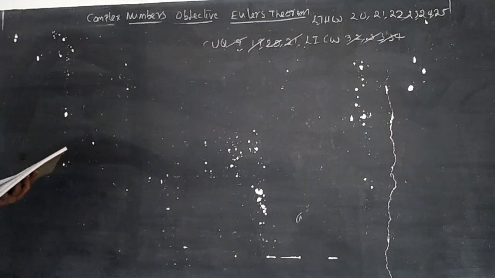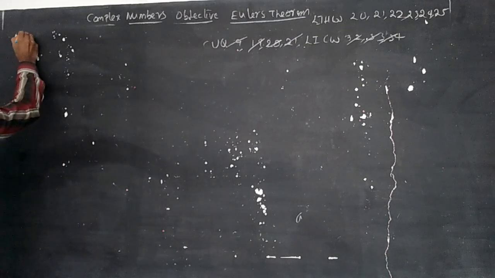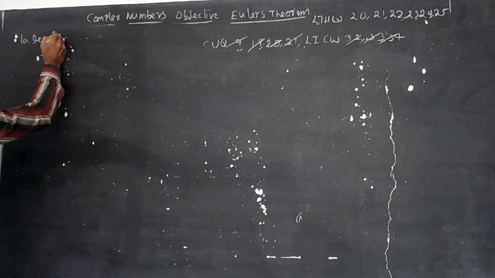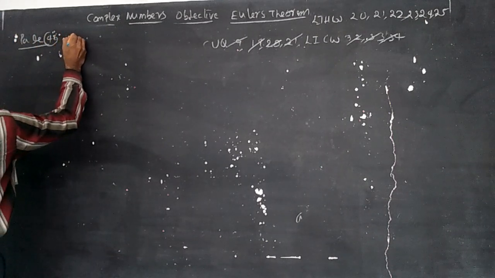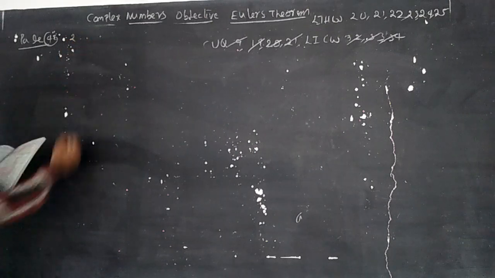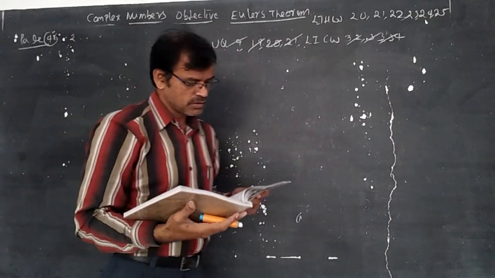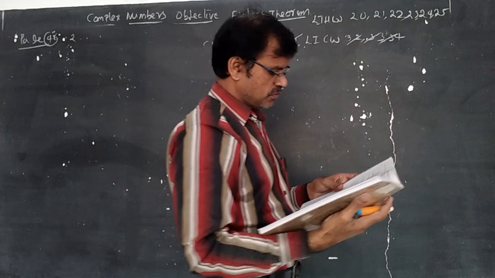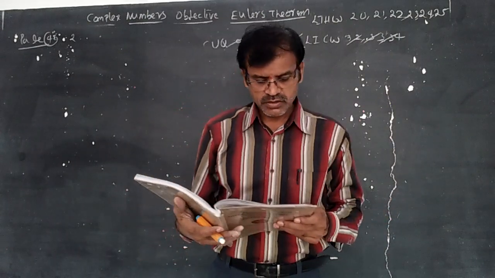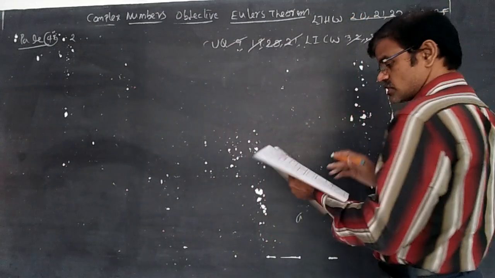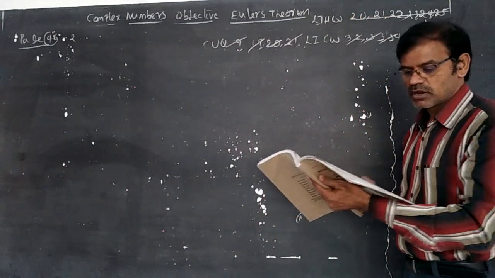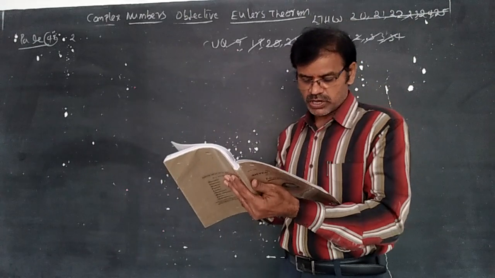Page number 42. Level of homework. 20 questions are there, of course you have verified. Yesterday you have done 20, 21, 22. You have completed everything, students. This is not based on Euler's formula. This is based on minimum and maximum values.